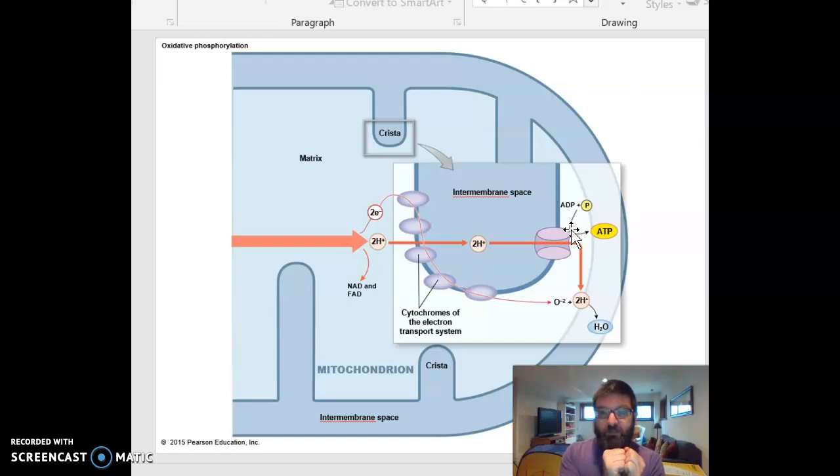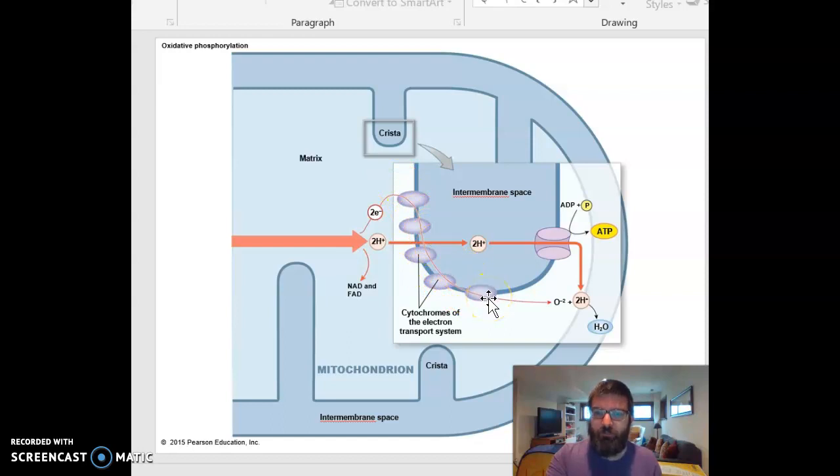Why you get adenosine triphosphate, or ATP. And this is where we make the vast majority of our ATP. So we can do this as long as we can keep taking those high energy electrons that we got during glycolysis and that preparatory reaction, where we got a couple of NADHs, and the citric acid cycle, where we got a bunch.